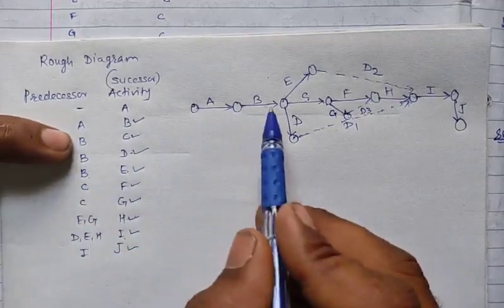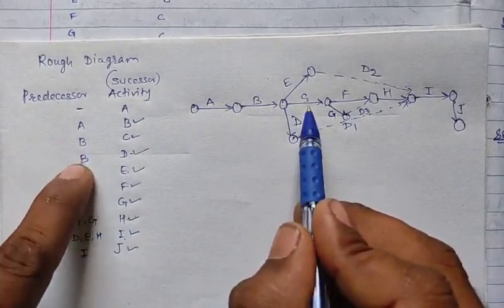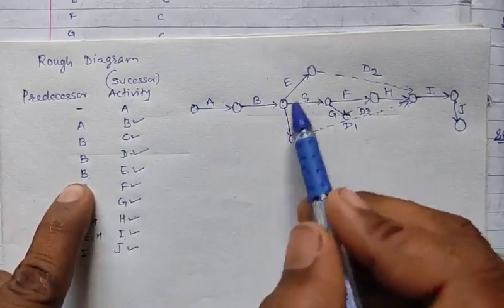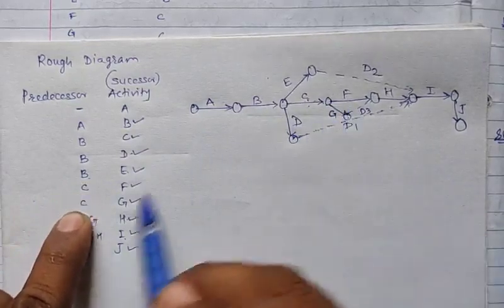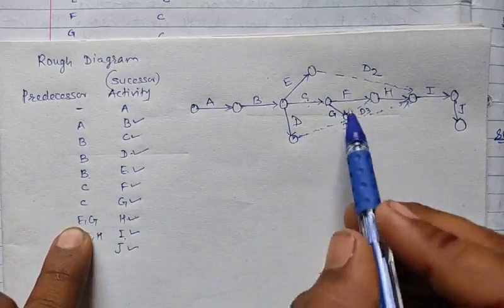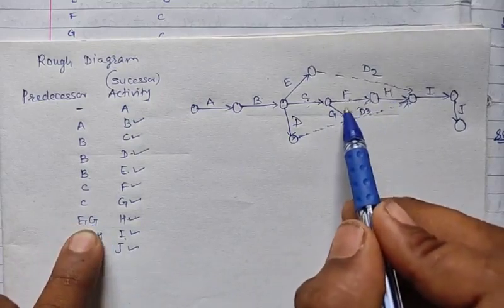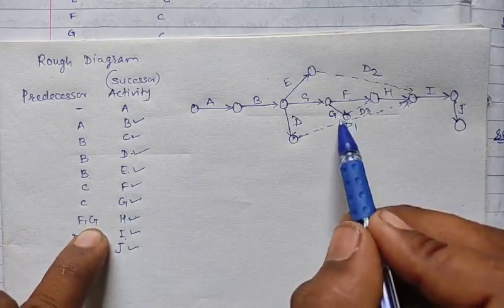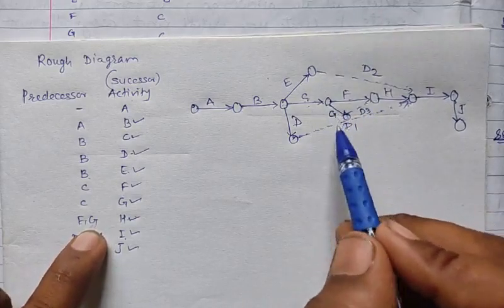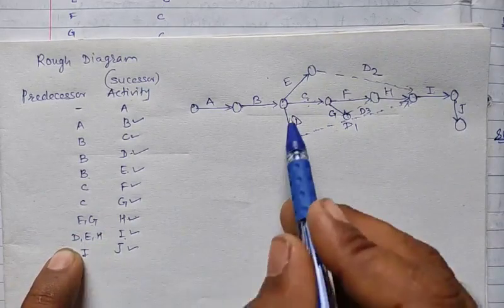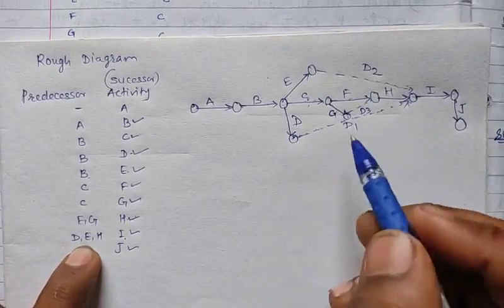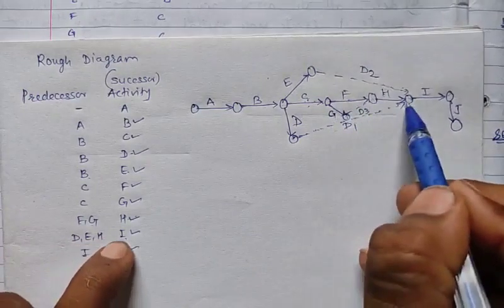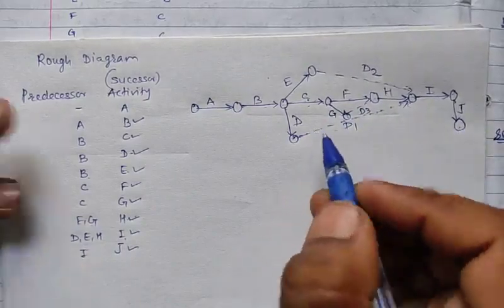So here A goes to B, B goes to C. Next B goes to D, B goes to E, C goes to F, C goes to G. F goes to H and G goes to H. Next is D. D goes to I, E goes to I, and H also goes to I, and last I goes to J. Now this is a rough diagram.